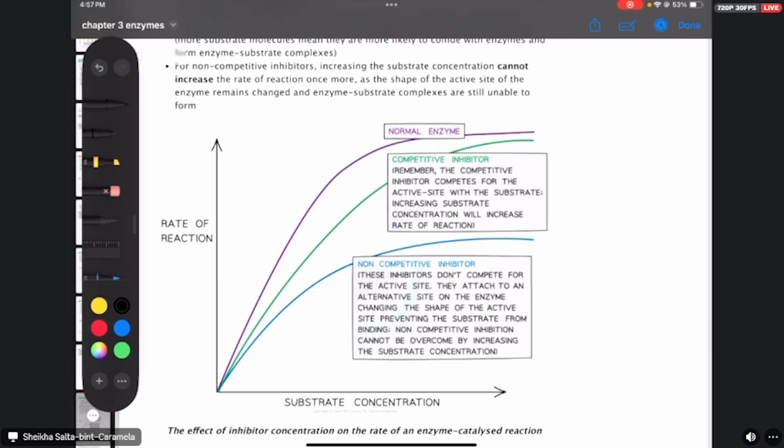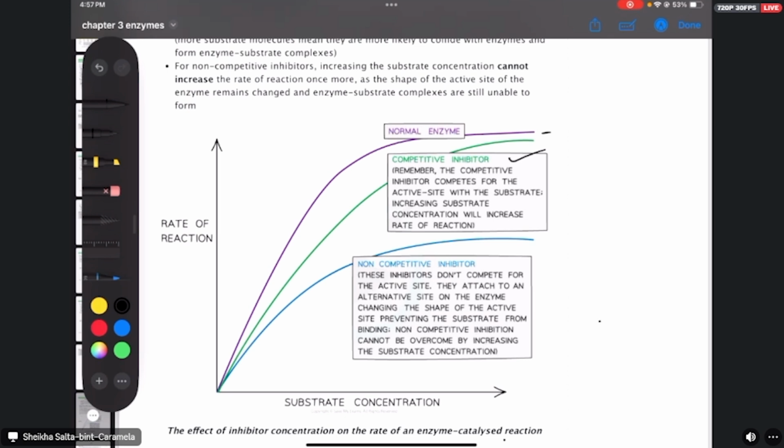If you look at this graph, the rate of reaction for the normal enzyme keeps increasing linearly and then just plateaus off. For the competitive inhibitor, it also increases linearly and plateaus off almost at the same point as the normal enzyme. So this shows that when the substrate concentration increases, the substrate binds to the enzyme instead of the competitive inhibitor, as the substrate concentration is more than the inhibitor concentration. This is the case for competitive inhibitors.